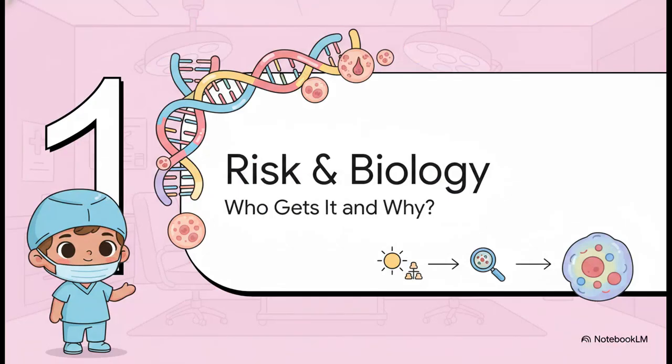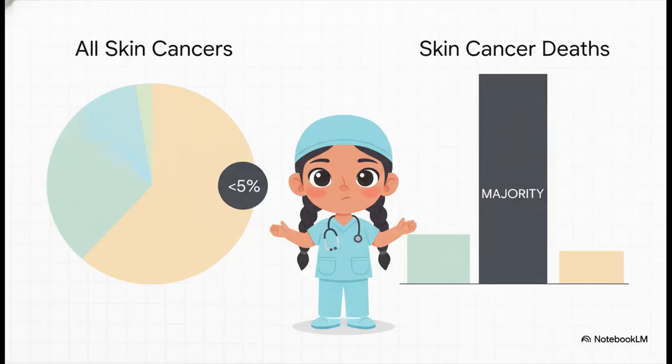Okay, first up, risk and biology. Before we can even think about treating this disease, we have to understand it. Figuring out who's at risk and how this cancer even develops, well, that's the foundation for our entire management plan. Now, this is what's so wild and honestly pretty sobering. Melanoma makes up less than 5% of all skin cancers, but it's the one that causes the vast majority of deaths. And to make things worse, its incidence is climbing. The stakes are incredibly high, which is exactly why we have to get the management right from the very beginning.